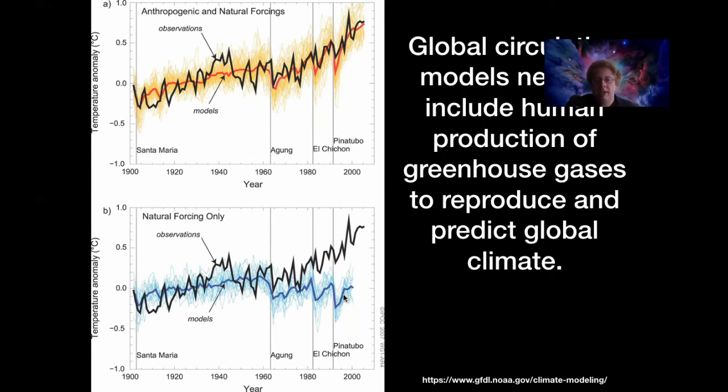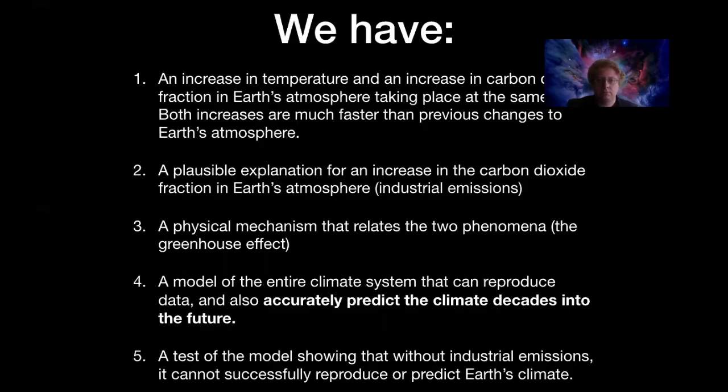It just can't match this rise without adding in additional greenhouse gases. So the global circulation models strongly indicate that the change in temperature that we observe on Earth is caused by the change in greenhouse gas production and the amount of greenhouse gases in our atmosphere.